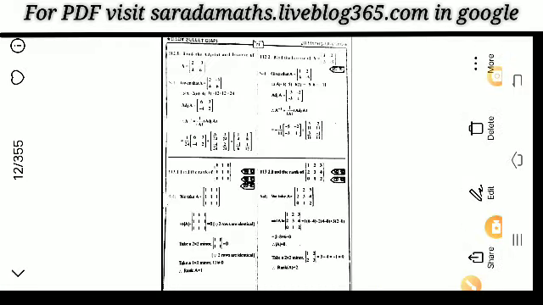Same model, find the inverse. Inverse is equal to the formula for a 2 by 2 matrix: 1 by det A into [d, -b; -c, a], that is, 1 by det A into adjoint A.